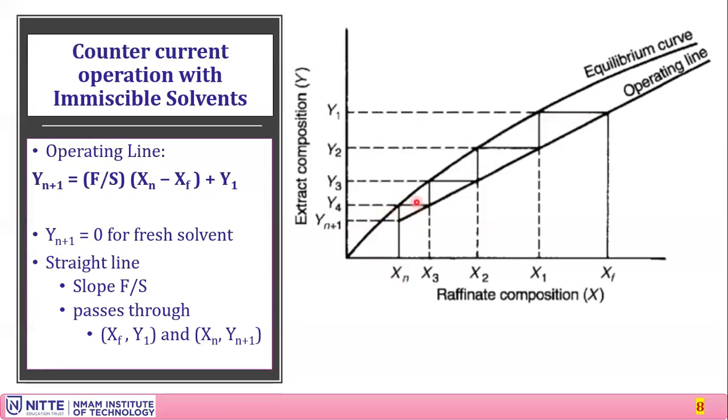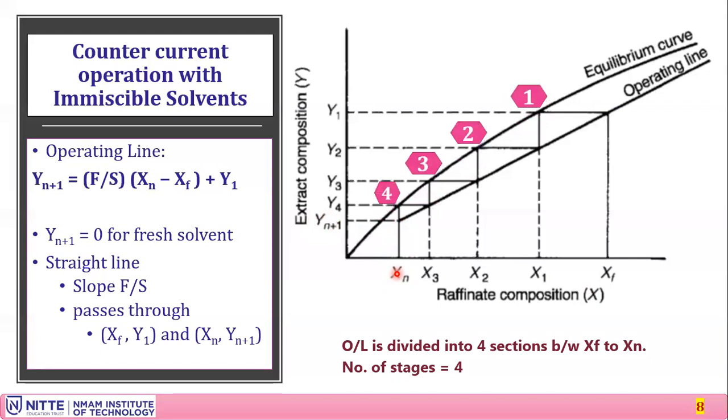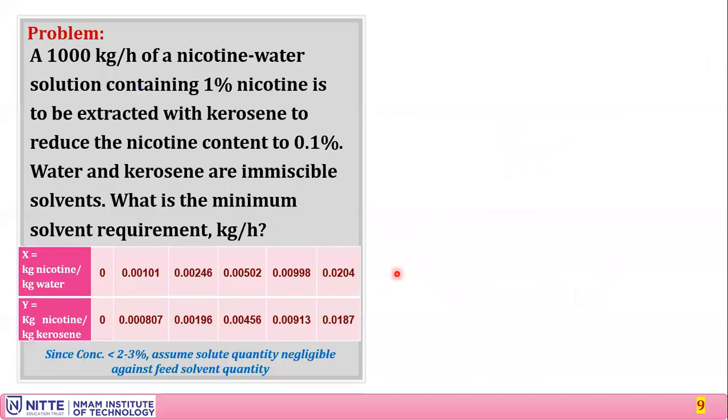This equation always passes through xf and y1, then xn and yn plus 1. For any random value xn, these values xn and yn plus 1 can be calculated. So let us see how that works out. In fact, yn plus 1 and xn are the available values. Yeah, this is divided into 4 stages.